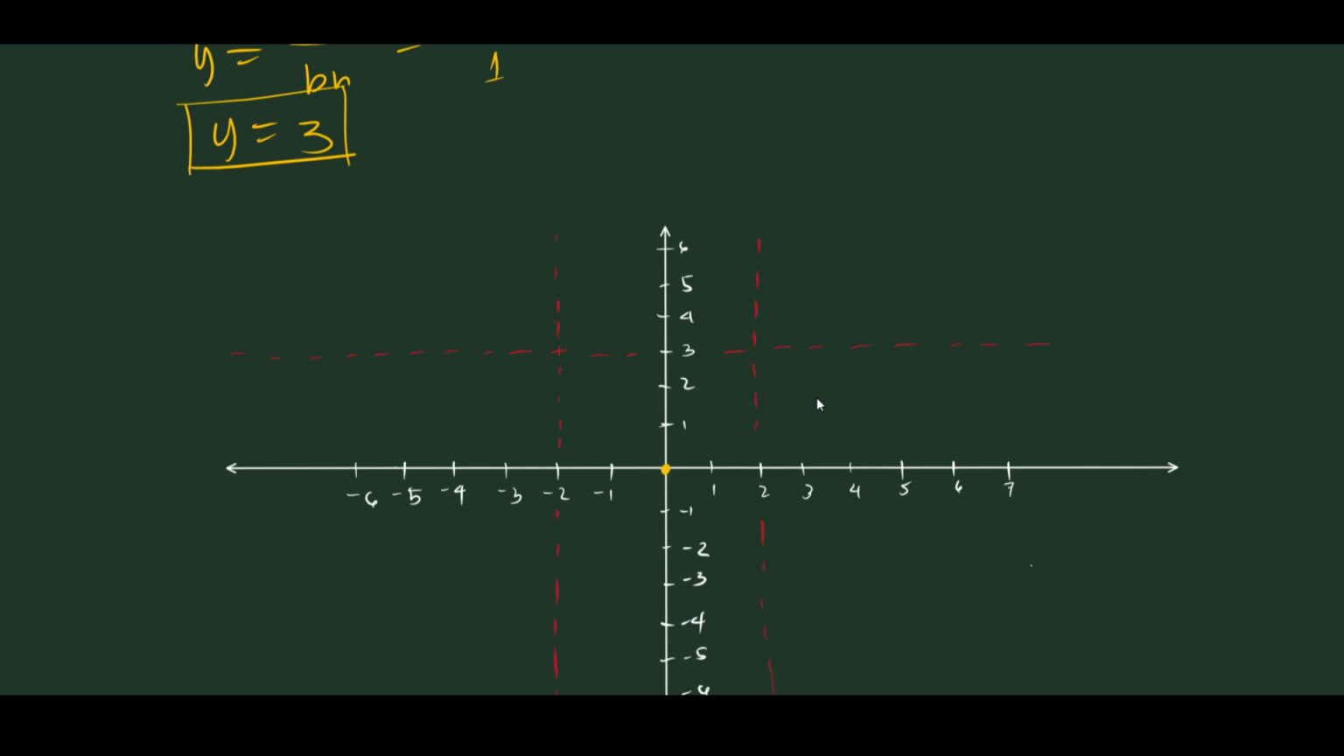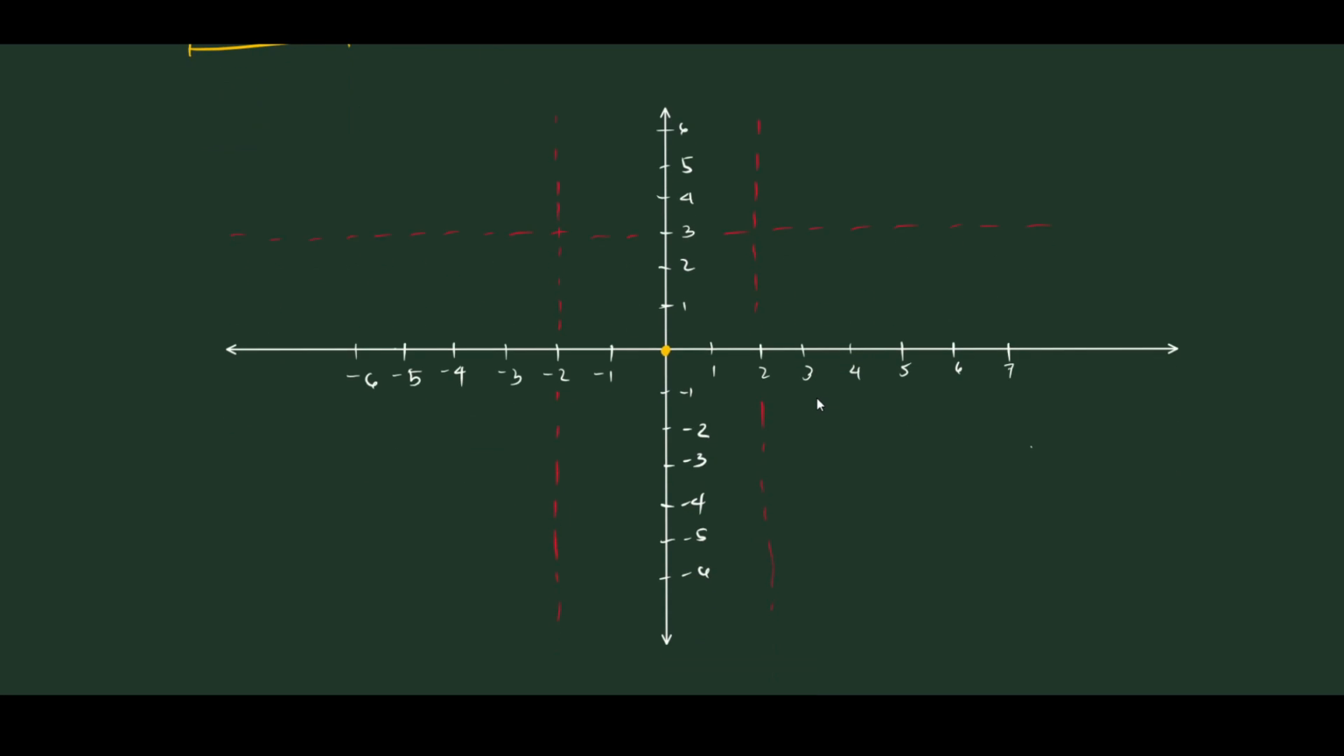Okay. So now we proceed to the next step, which is to plot some points within this area right here and within this area right here, so that they will guide us in how this graph behaves. Let's substitute 1. So let's try f of 1. So f of 1 will be 3 times 1 squared over 1 squared minus 4, right?